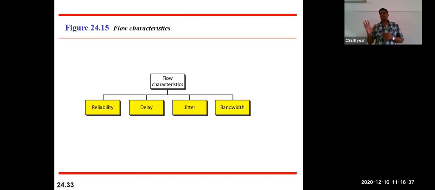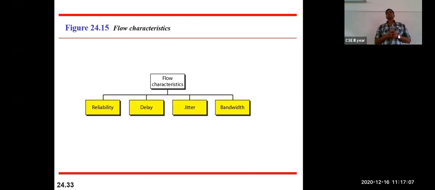Then we'll go to the last one first, and then I'll come to the third one. Bandwidth. If enough bandwidth is not provided, do you really think you'll have less delay? No, the delay will be more. So bandwidth is the third important flow characteristic. Required bandwidth has to be available so that the communication is perfect, the flow is perfect, fast. Then the fourth characteristic is jitter.